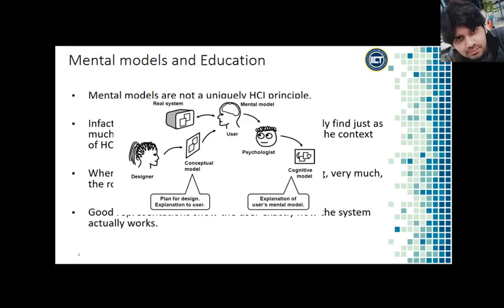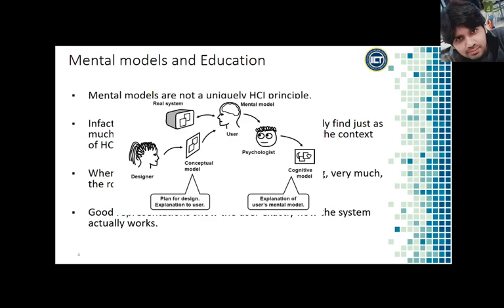But look at this picture. What it tells us is that the psychologist, if we take it in the context of education or in any other domain, tries to predict the cognitive model of the user, and it provides the explanation of the user's mental model. But the designer tries to understand the conceptual model from the user by knowing the user, and then plans the design which provides an explanation to the user.